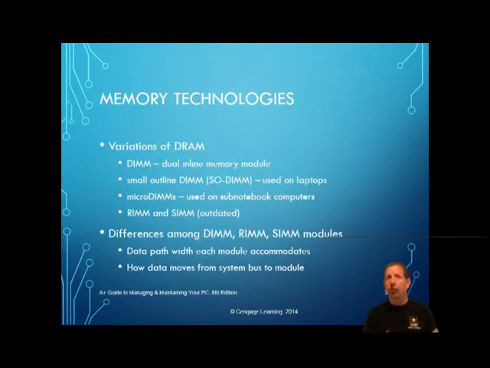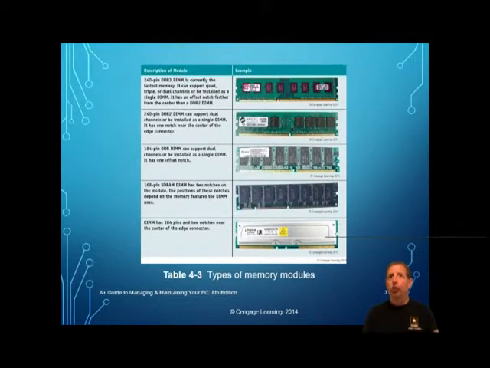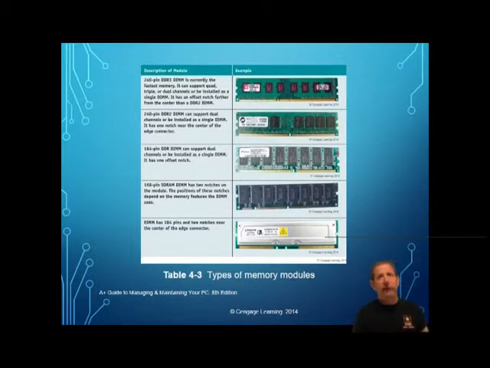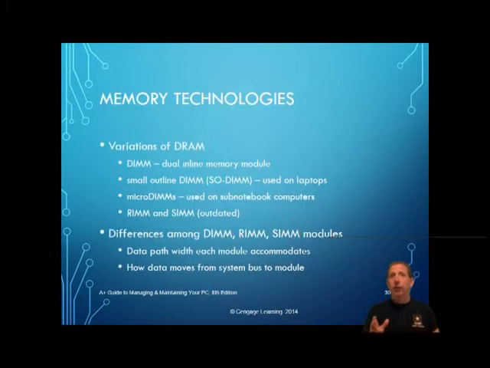Now, RAM is stored on what we call memory modules, which are installed in memory slots on the motherboard, as you can see by the examples behind me. Now, there are several variations of DRAM, and they've evolved over the years. Now, here are the four major categories of memory modules.